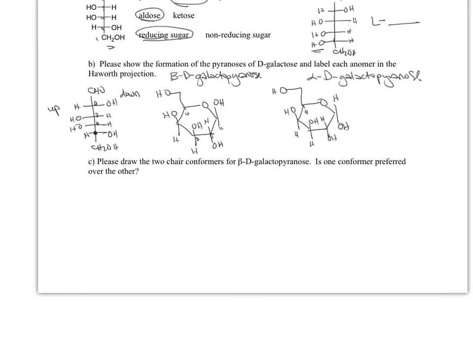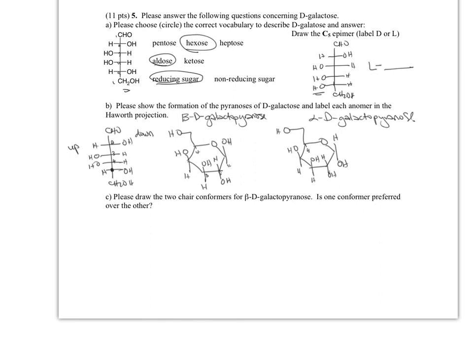Then it says draw the 2 chair conformers for beta-D-galactose. So this one. And is one conformer preferred over the other? So let's just draw some basic chairs. All right, number 1, 2, 3, 4, 5. 1, 2, 3, 4, 5. Okay, now let's put on the beta substituents.